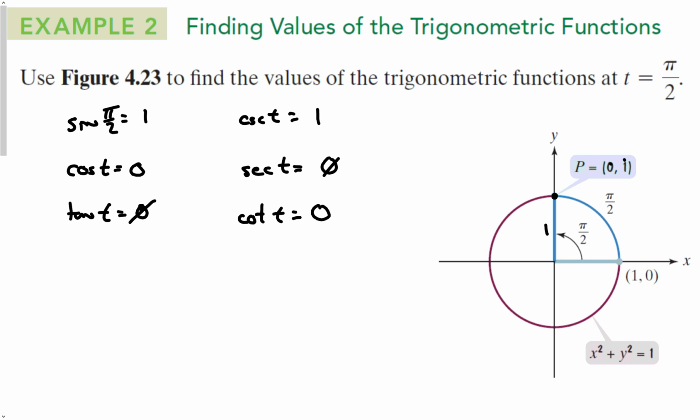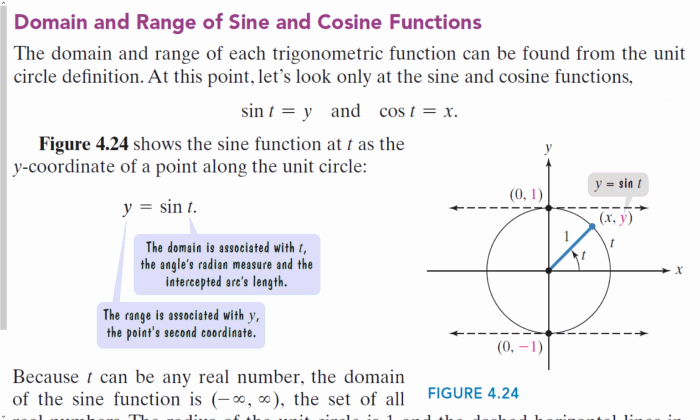Okay. So let's talk a little bit about domain and range. All right. So the domain and range of each trigonometric function can be found from the unit circle's definition. So if we look at the sine and cosine functions, okay, we'll look at the others later, but if we look only at the sine and cosine functions, the input is an angle, the output is any y coordinate on the circle, okay? So if I think about what am I allowed to plug in for an angle, could they be positives? Yeah, I can turn around the circle in this direction. Could the angles be negative? Yeah, I can turn around the circle in that direction.